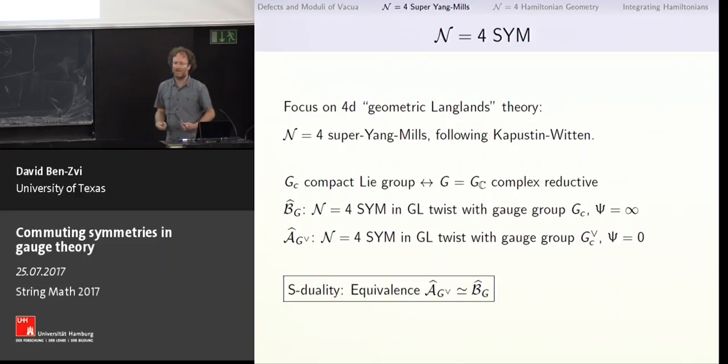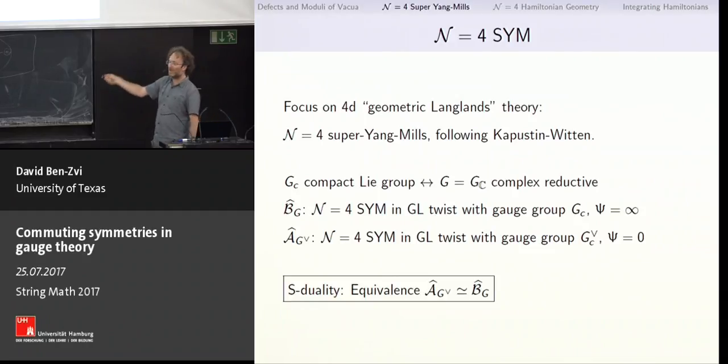The S-duality, or the geometric Langlands program, following Kapustin and Witten, is the statement that these two theories are the same. If I do the A twist of N=4 for the group G dual, or the B twist for the group G, those are equivalent four-dimensional topological field theories. So I'm thinking of there being one topological field theory with two realizations: either the B model for G or the A model for G dual.